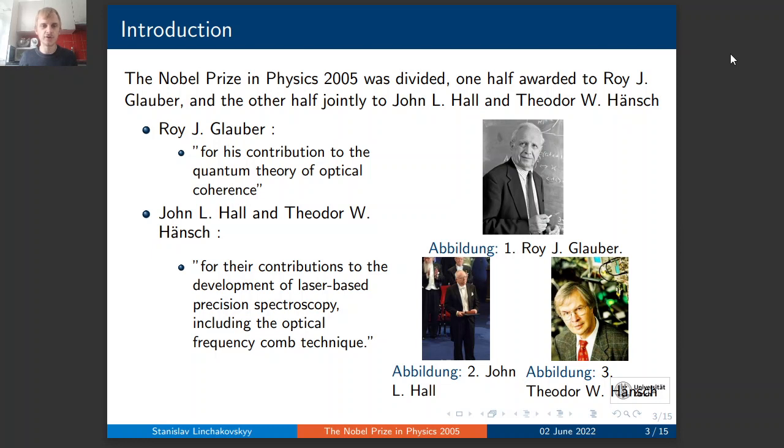As I said before, this prize was divided: one half awarded to Roy Glauber for his contribution to the quantum theory of optical coherence, and the second half jointly to John Hall and Theodor Hänsch for their contribution to the development of laser-based precision spectroscopy, including the optical frequency comb technique.